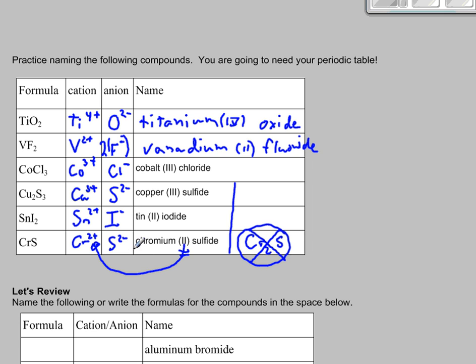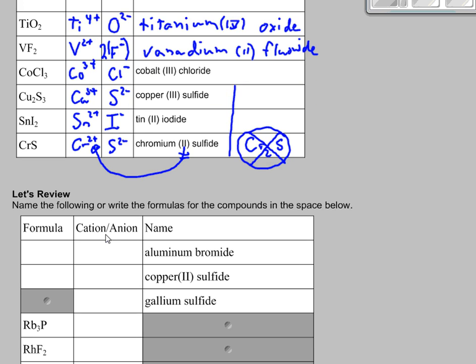We figure out the formula here based on charge balance, because an ionic compound has to be neutral. So for example, in this case, since sulfide is 2 minus, the chromium has to be 2 plus. All right, let's go down and try a little bit of review here.